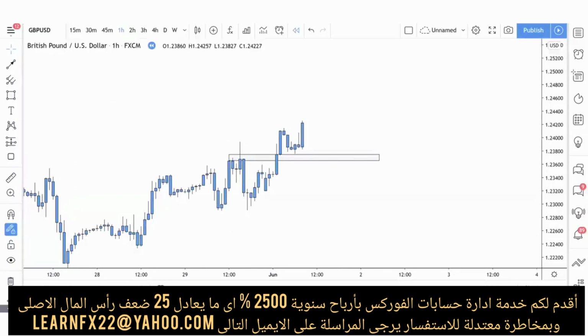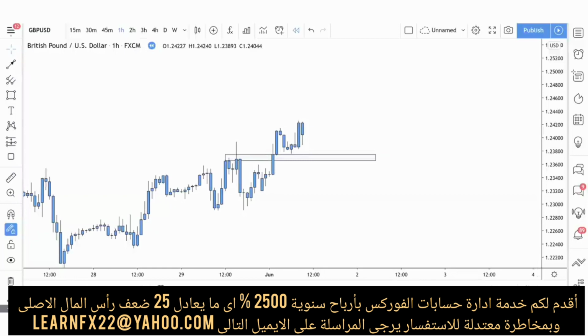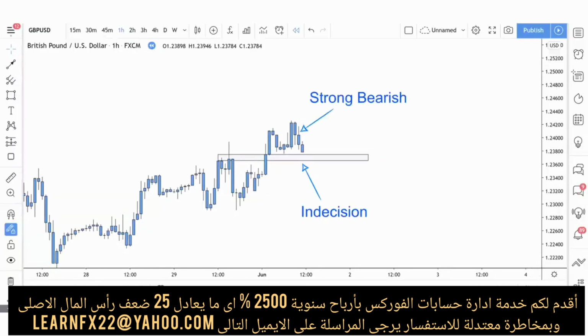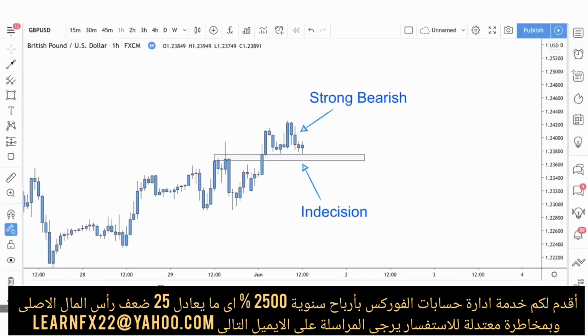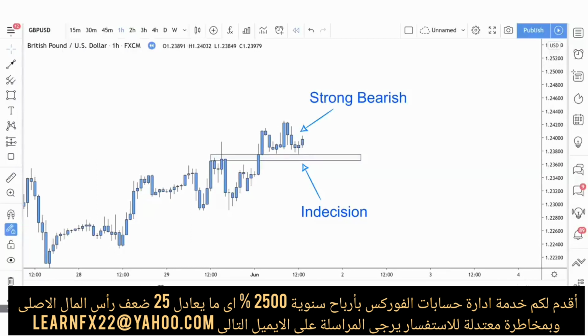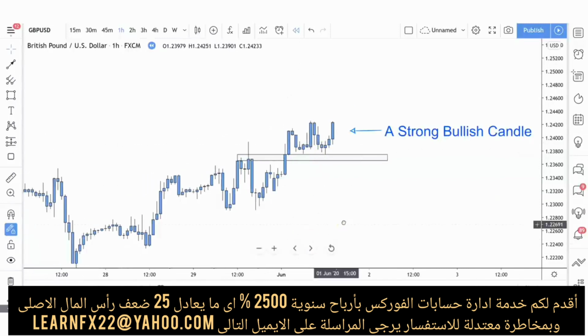We're not worried about this just yet. We want the market to come into this key level extremely strong. We want to see the indecision at this level as we're starting to see now. So the market has come back to this level. We see indecision, and now what we want to see is a strong candle to the upside.